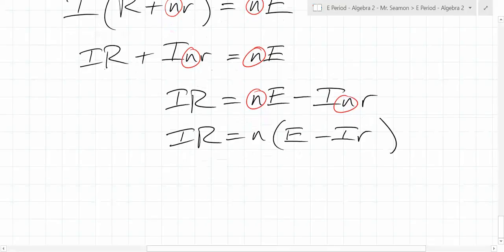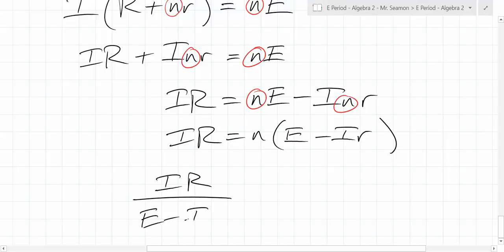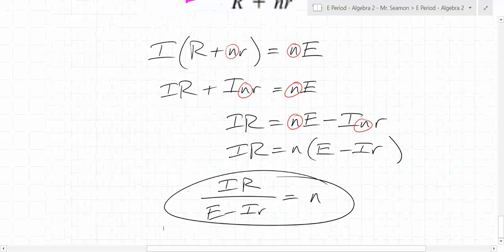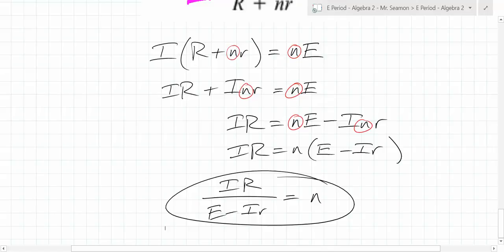IR. Now, can you tell me one word for what I do next? One word. Divide by what? E minus IR. Exactly. So you have IR over what? E minus IR is equal to N. Have we isolated N? Yes. So this right here, kids, this takes practice.